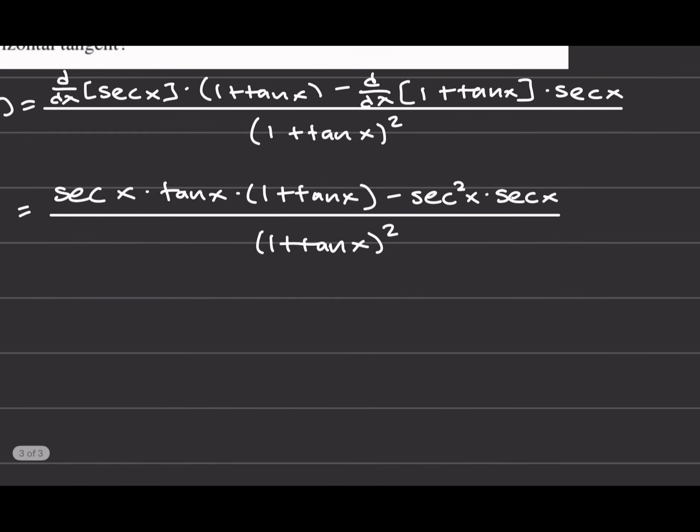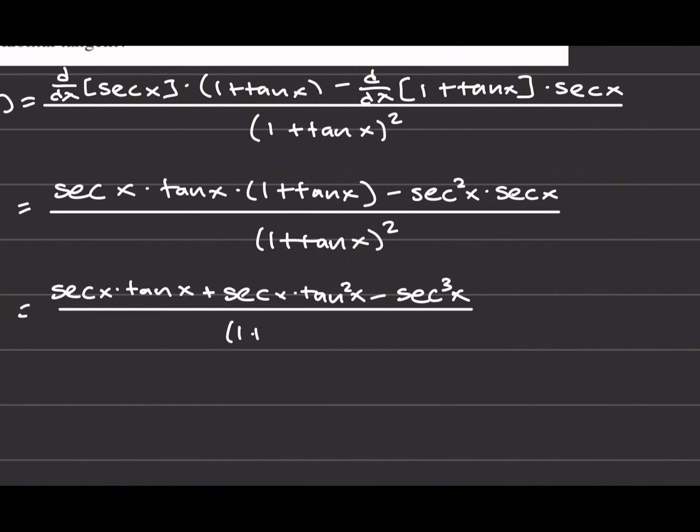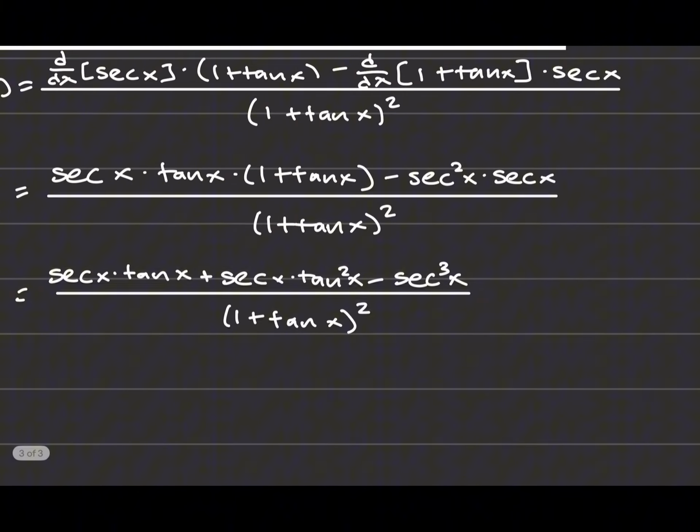Okay. So now, we're going to just simplify this a little bit. Right? Just going to distribute the first term. This is what we get. Secant x times tangent squared of x minus secant cubed. Whole thing over 1 plus tangent x squared. And now let's see. We can factor out the secant x from the equation because all the terms have secant. We get secant x times tangent x plus tangent squared of x minus secant squared of x.